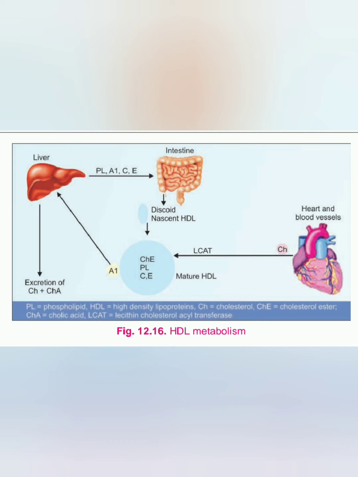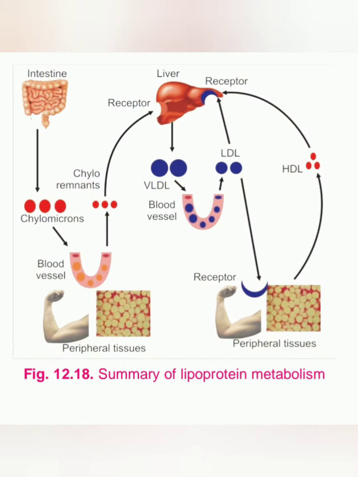The high density lipoproteins transport cholesterol from peripheral tissue to the liver. In their metabolism and function, they go from the liver to the intestine, and from the heart and blood vessels they go for the maturation cycle.